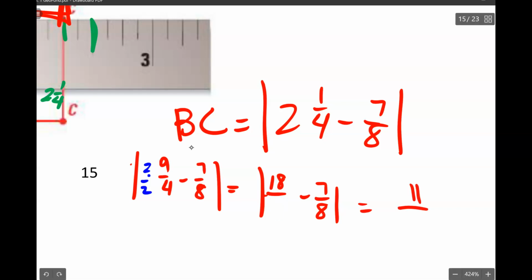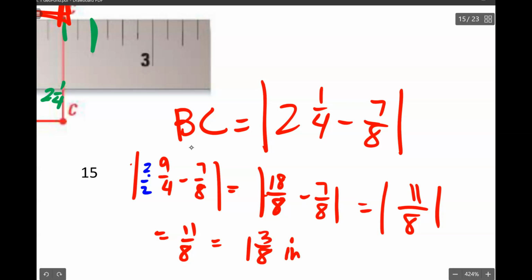Oops, I forgot to multiply this. So I have the absolute value of 11 over 8, which is just going to be 11 over 8. And if we rewrite this, it's 1 and 3/8 inch.